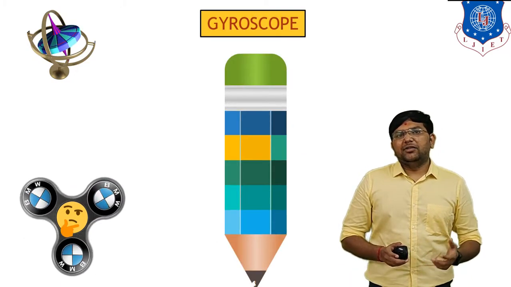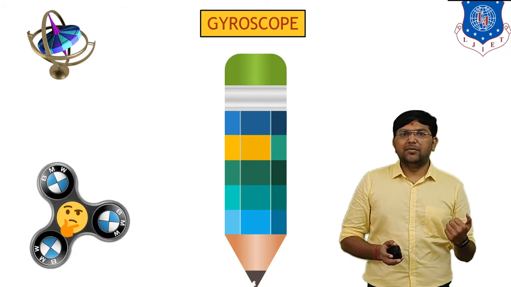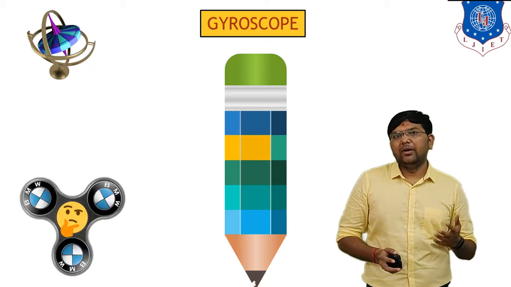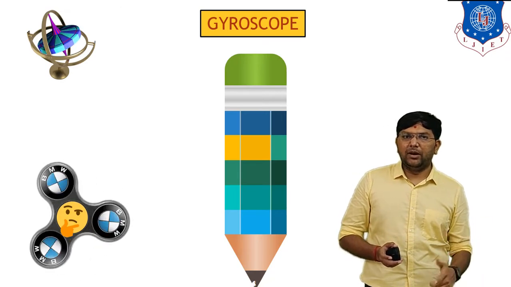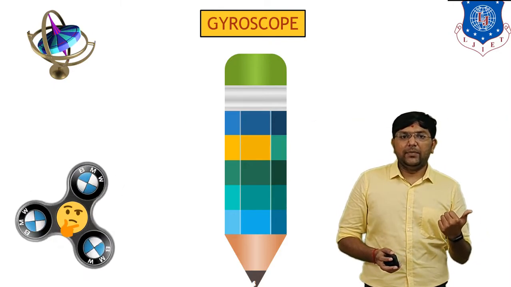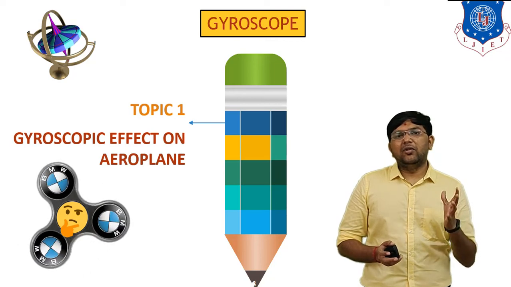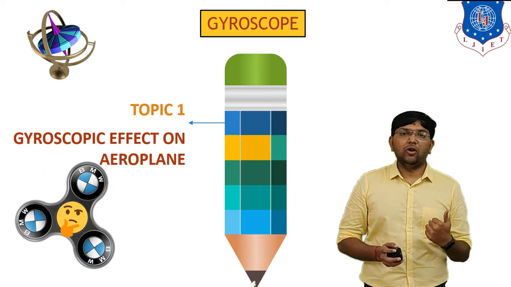So in last session we started one interesting chapter, that is gyroscope, and we discussed some basic terminology of gyroscope, like what is active gyroscopic couple, what is reactive gyroscopic couple, what is angular momentum, and what is linear momentum. So in today's session we are going to learn one new topic, that is gyroscopic effect on aeroplane.